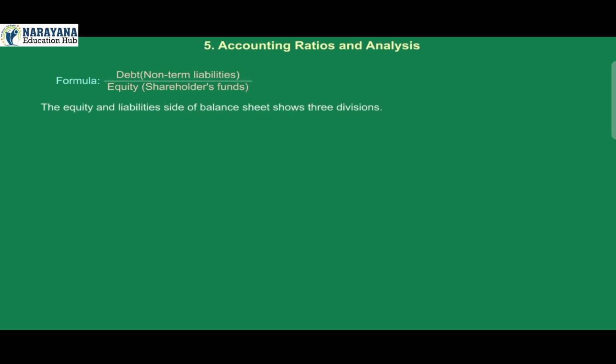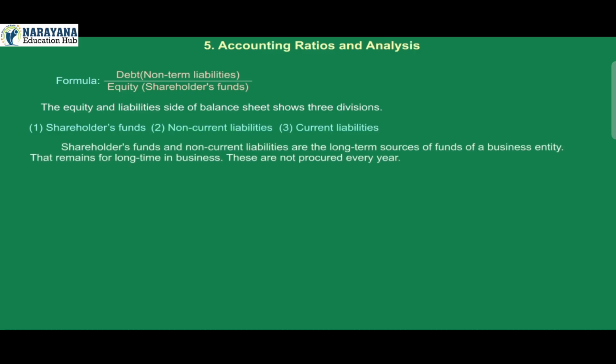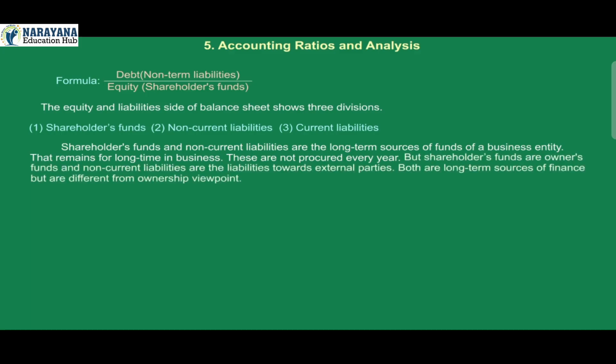The equity and liabilities side of the balance sheet shows three divisions: 1. Shareholders' funds. 2. Non-current liabilities. 3. Current liabilities. Shareholders' funds and non-current liabilities are the long-term sources of funds of a business entity. They remain for the long term in business and are not procured every year. But shareholders' funds are owners' funds and non-current liabilities are liabilities towards external parties. Both are long-term sources of finance but differ from the ownership viewpoint.